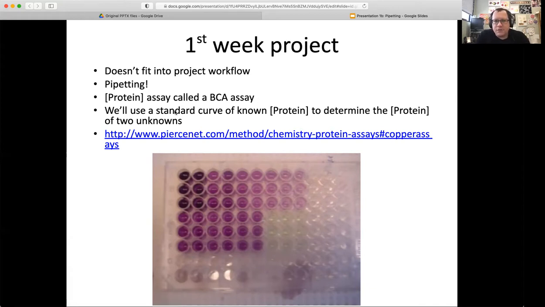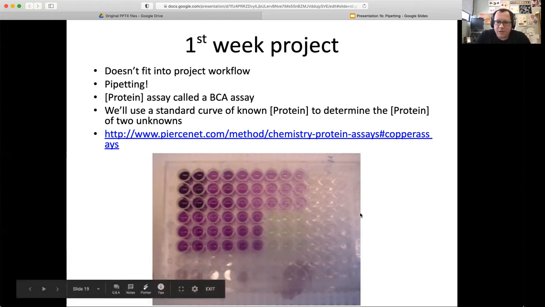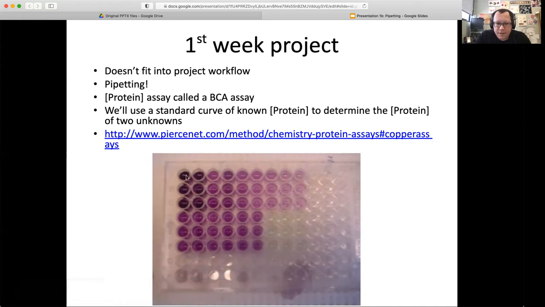Essentially, what we do is we use a curve of known protein concentration to determine the protein concentration of a couple unknowns. Okay, so you can see here how this color is a gradient, right, as we go along here, and these are triplicates. As we get higher in protein concentration, we get higher in this purple color. Okay, so the purple color is equivalent to protein concentration.